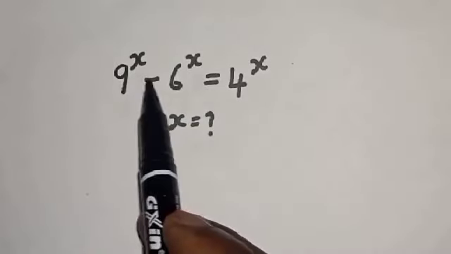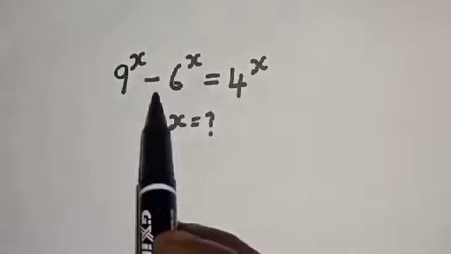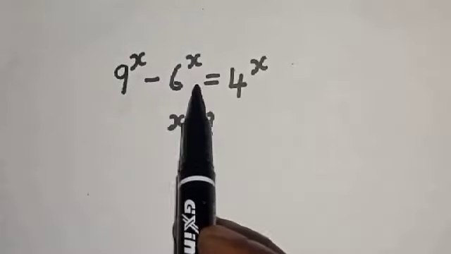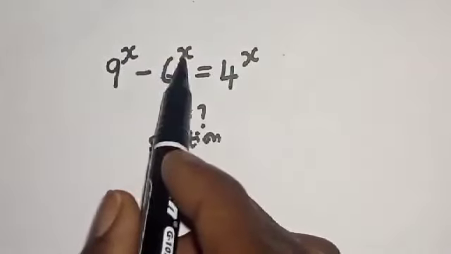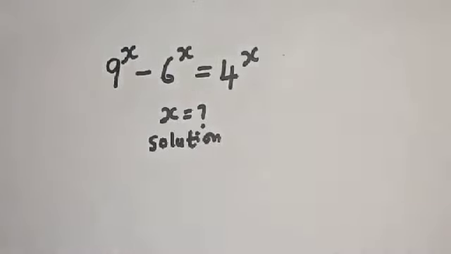9 raised to power x minus 6 raised to power x is equal to 4 raised to power x. So we want to find the value of x from this given nice problem. 9 raised to power x minus 6 raised to power x is equal to 4 raised to power x. Let's divide all through by 4 raised to power x.